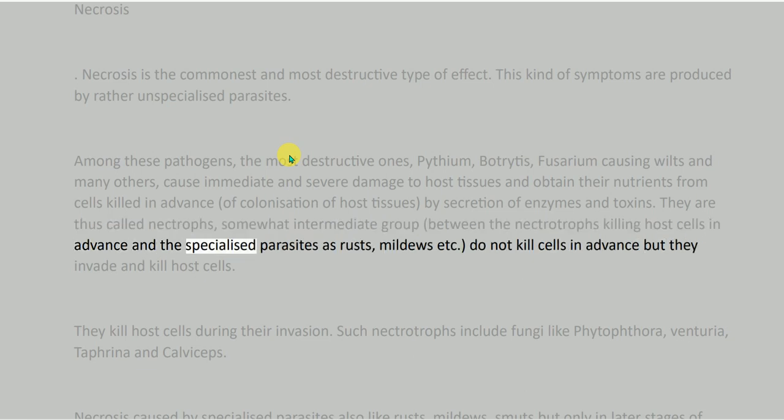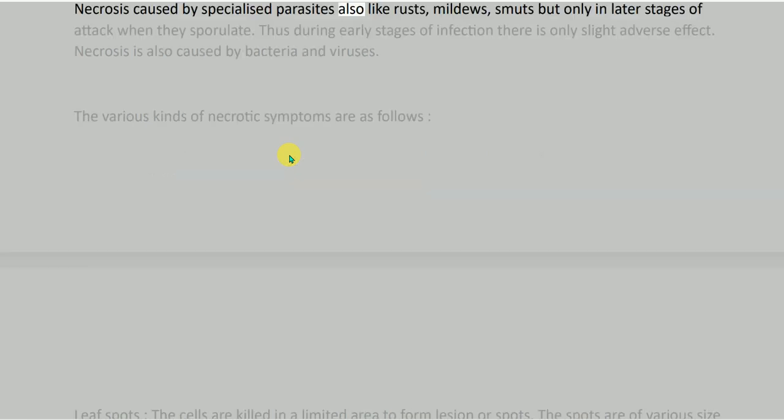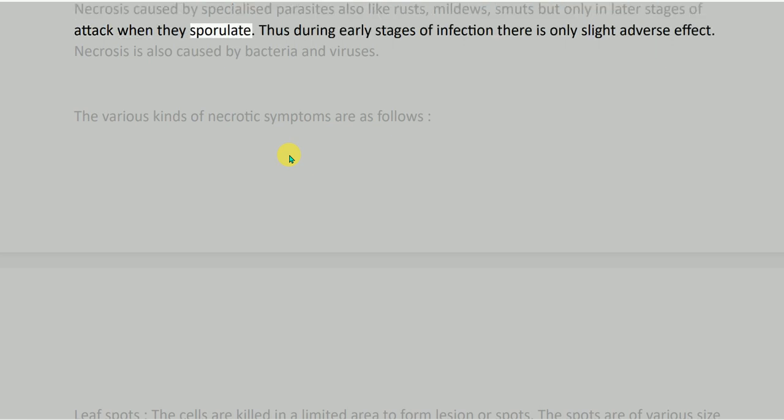There is an intermediate group between the necrotrophs killing host cells in advance and the specialized parasites such as rusts, mildews, etc., which do not kill cells in advance, but they invade and kill host cells. They kill host cells during their invasion. Such necrotrophs include fungi like Phytophthora, Venturia, Taphrina and Claviceps. Necrosis is caused by specialized parasites also, like rusts, mildews, smuts, but only in later stages of attack when they sporulate. Thus during early stages of infection there is only slight adverse effect.